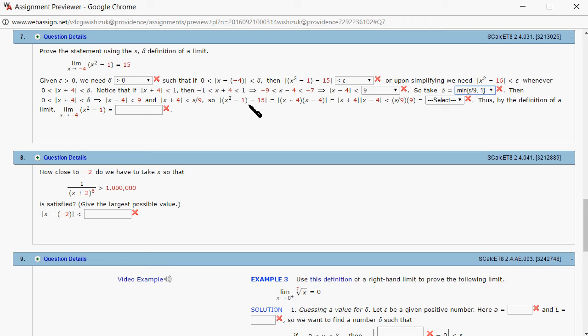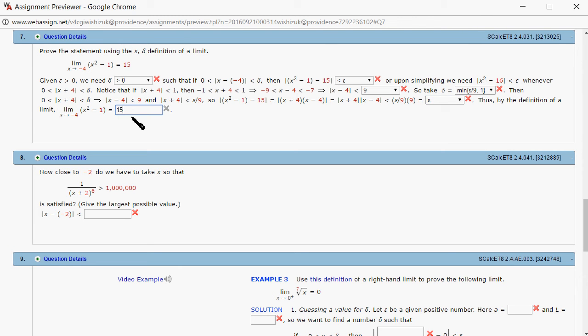So how do we create this? The absolute value of x squared minus 16, which we want to say is less than epsilon, is the same thing as the absolute value of the quantity x plus 4 times x minus 4. Here, x plus 4 is bounded by epsilon over 9, so we can replace it by a larger one, and x minus 4 is bounded by 9. Multiplied together, you're going to get epsilon there. So the limit is going to be 15.